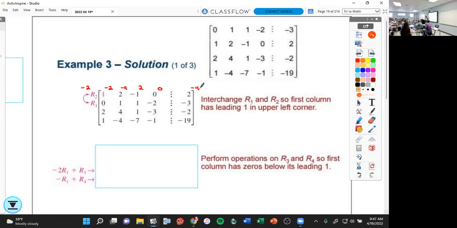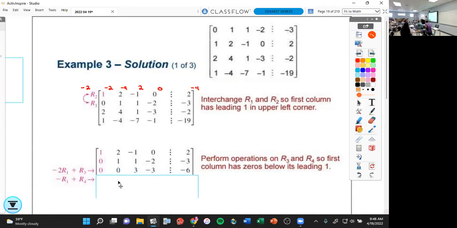Okay? So if I combine, let me just go ahead and move this down a little bit, because we're not doing anything to row 1 and row 2. We're leaving them alone. Okay. So if I combine these, I get 0, 0, 3, -3, 6.